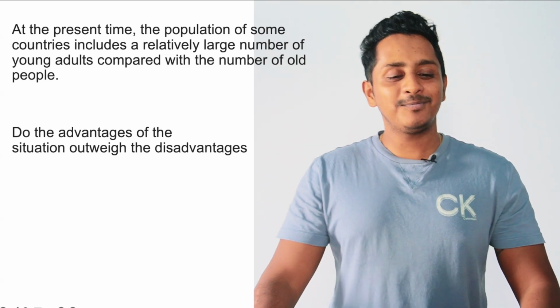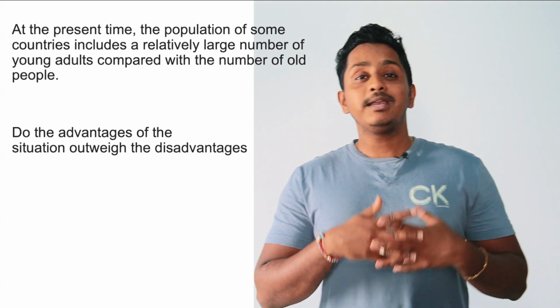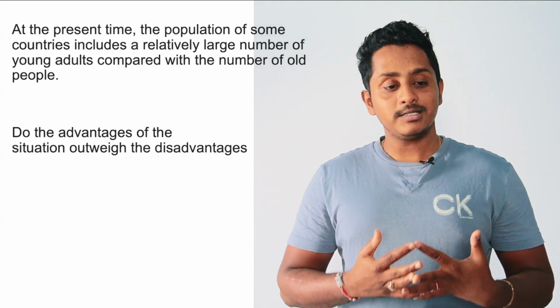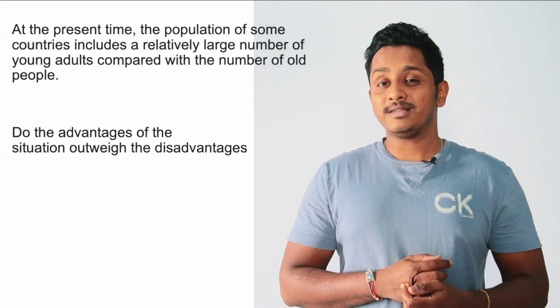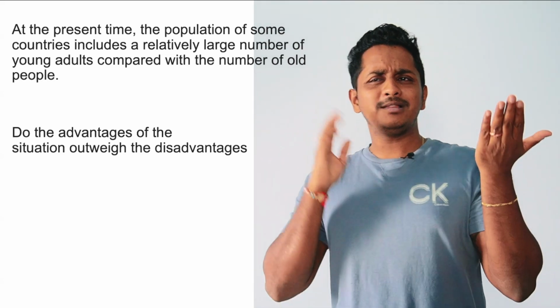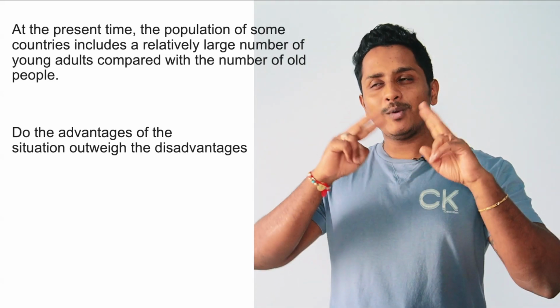Let me just share my screen. This is the question. At present time, the population of some countries includes a relatively larger number of youth adults or young adults compared to the number of old people. That's the question. There are more young people than the old. Do the advantages of this scenario outweigh the disadvantages?